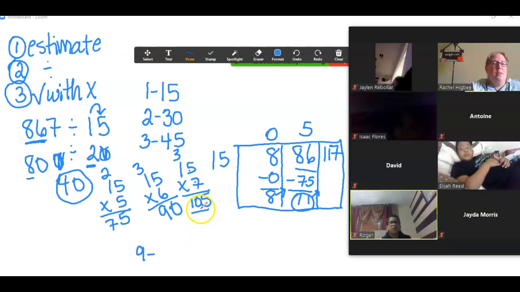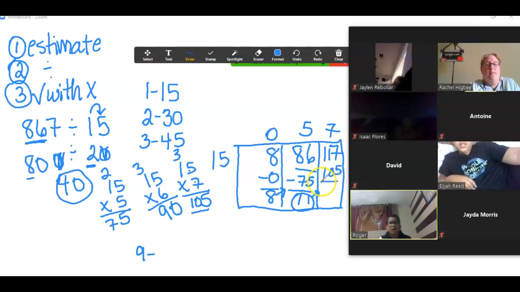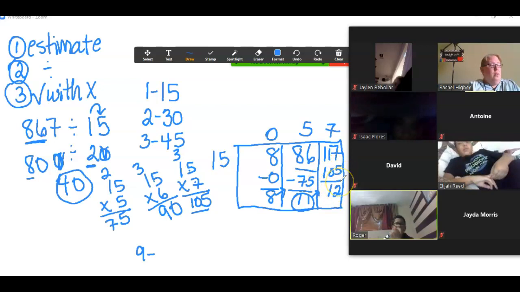What would happen if I add another 15? That would be higher, right? So we don't want another group, so it's 7 groups, okay? And if I take away 105, I'm left with 12.